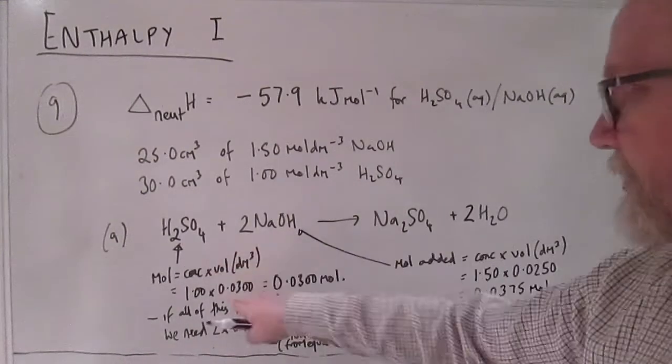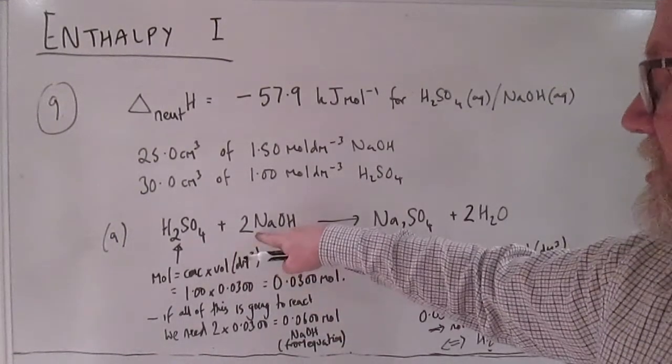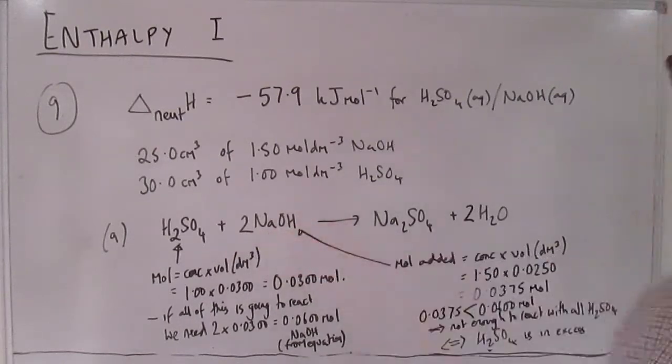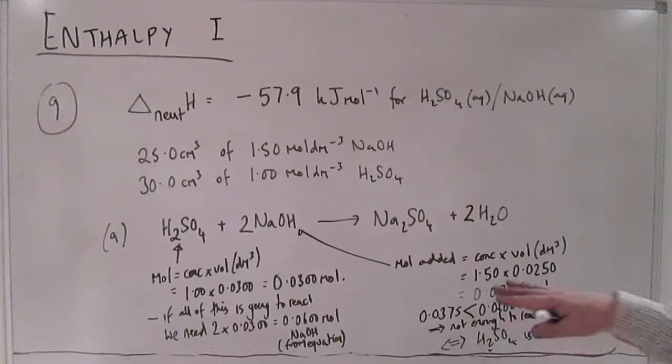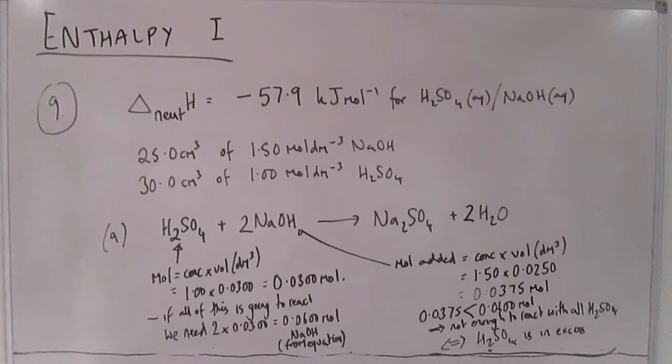And said, right, moles of that one is 0.03. The equation says I will need twice as much sodium hydroxide, so 0.06 moles. And the question is, have I got that much? If I got more than that, sodium hydroxide would be in excess. If I got less than that, the sulfuric acid would be in excess. And you can see it worked out we had less, so the sulfuric acid was in excess.